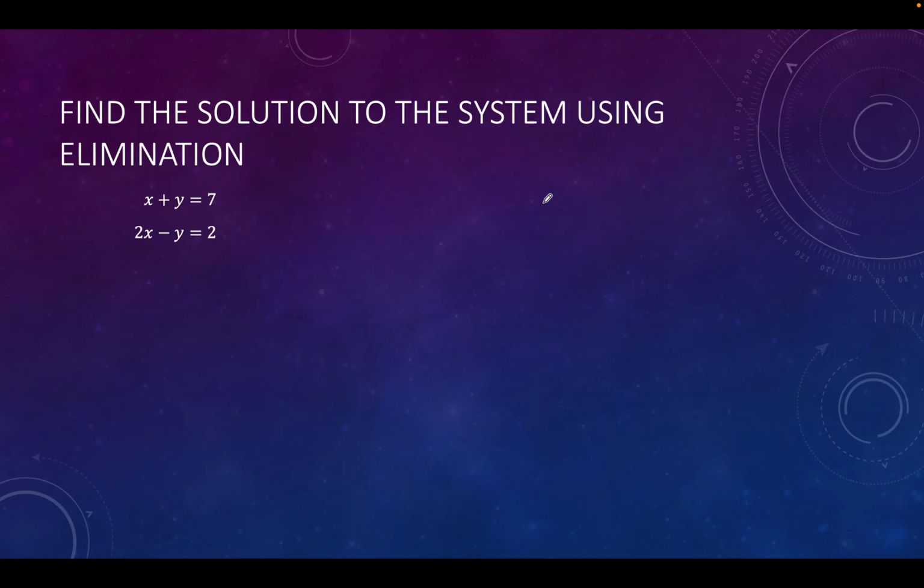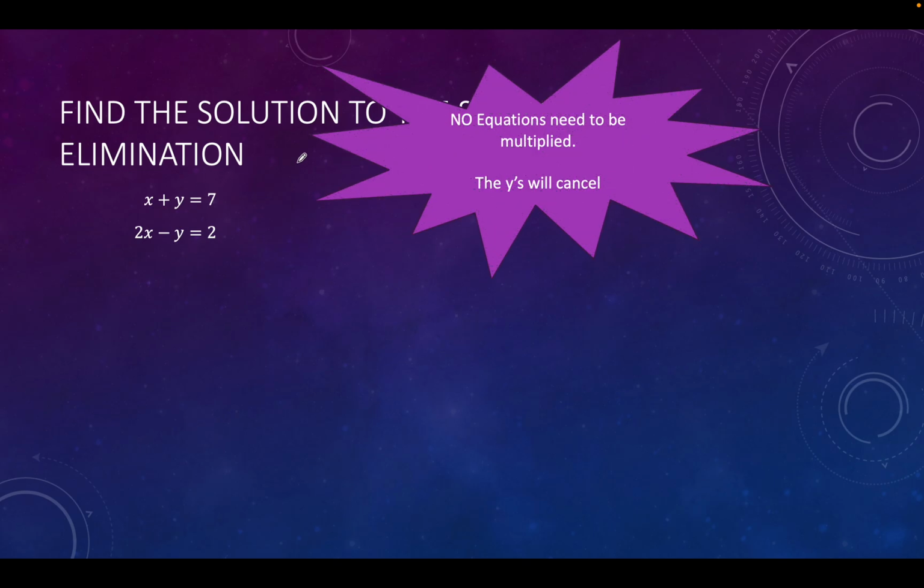Find the solution to the system using elimination. These equations have been lined up for you. If we add these together, 1x plus 2x is not going to eliminate. You have a positive 1 and a negative 1, that one will eliminate. This is an example where no equations need to be multiplied. The y's are going to cancel if we just add them together.